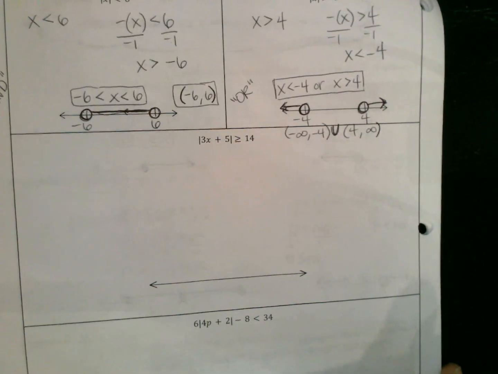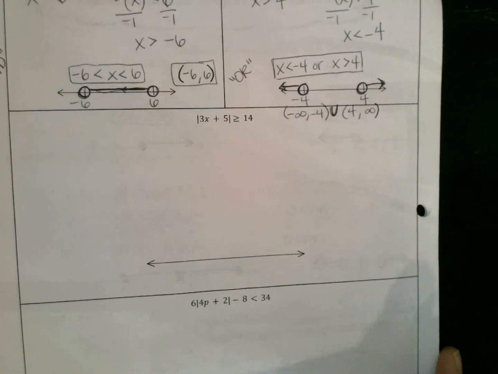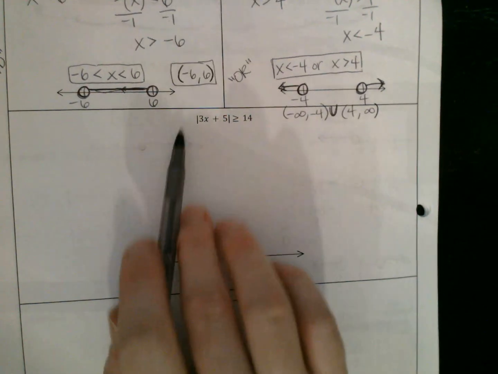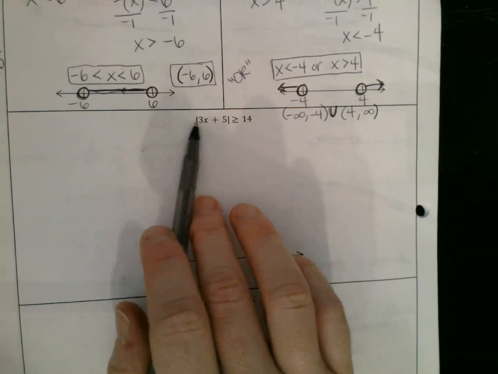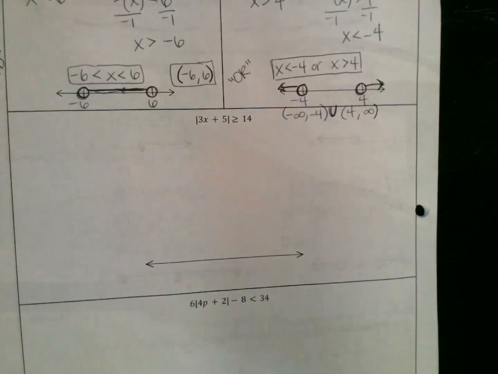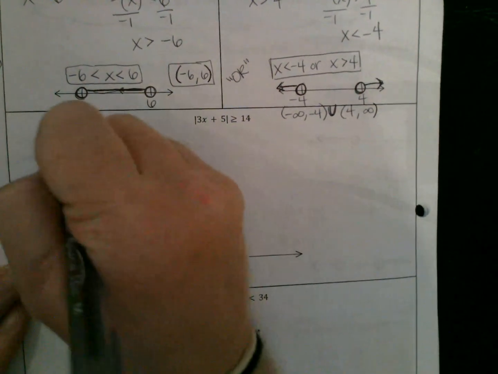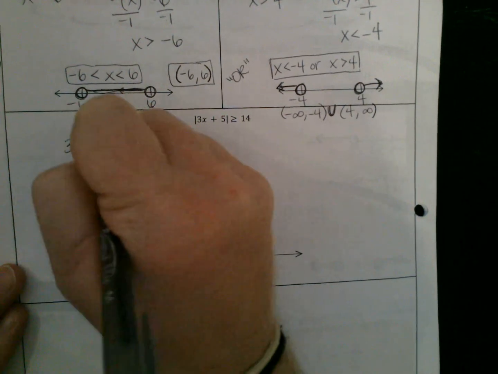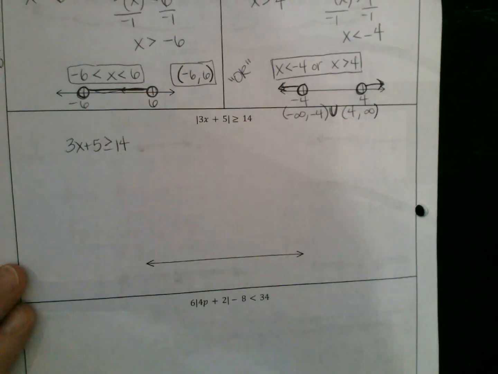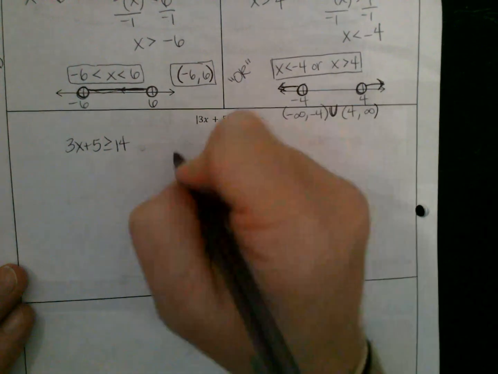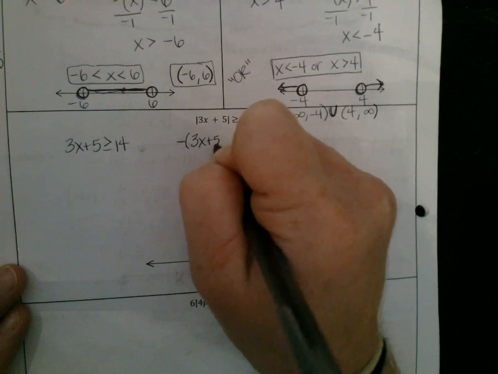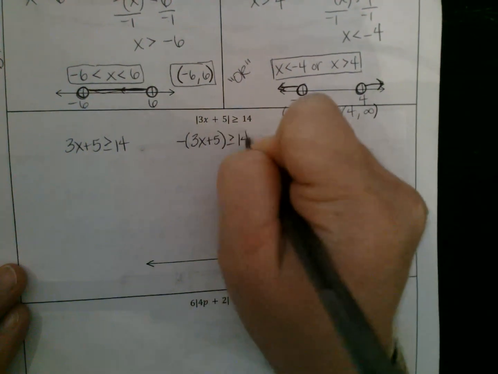Okay. Next one. Absolute value 3x plus 5 is greater than or equal to 14. There's nothing outside the absolute value. So I'm just going to go ahead and start by splitting into my two inequalities. 3x plus 5 is greater than or equal to 14. Everything stays exactly the same. And then negative 3x plus 5 is greater than or equal to 14.